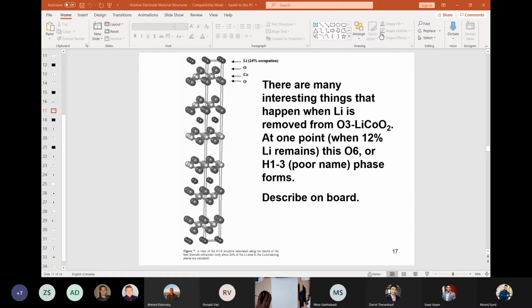Okay, it's 12:35, so I'll begin. I want to spend a bit of time talking about this O6 structure that forms as lithium is being removed from lithium cobalt oxide. This phase forms around 4.55 volts versus lithium, roughly. It's really interesting to look at the stacking sequence, which is hard to draw on this particular paper. So I've drawn it on a piece of paper already in the notation of hexagonal close packed planes, and I'll switch over to the document camera so you can see that.